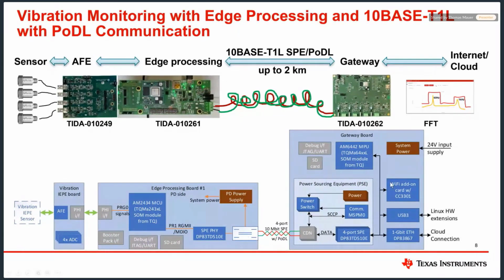And on the gateway board, we then show this as a visual representation. You see here at the top a website running on the gateway board, where we show the spikes of the FFT, and then in principle you run a mask over these spikes, and once the spikes cross the mask, you can issue an alarm and inform the operator that something is looking odd.